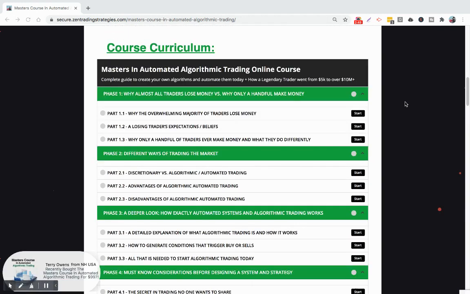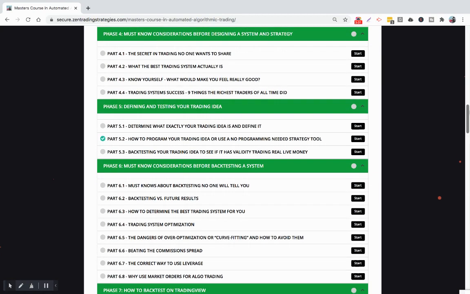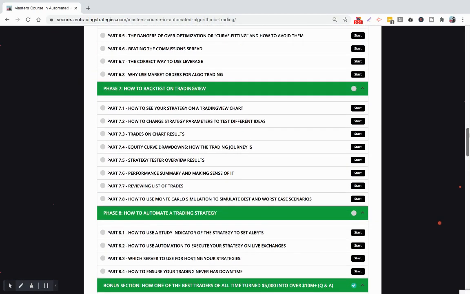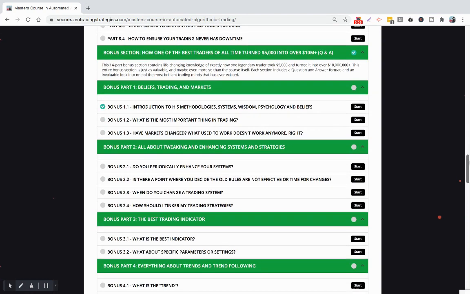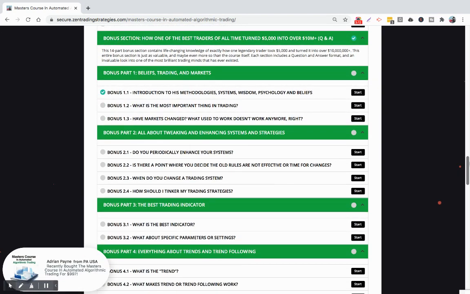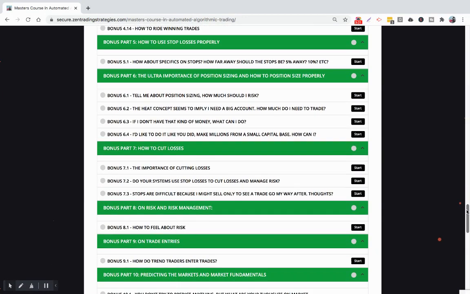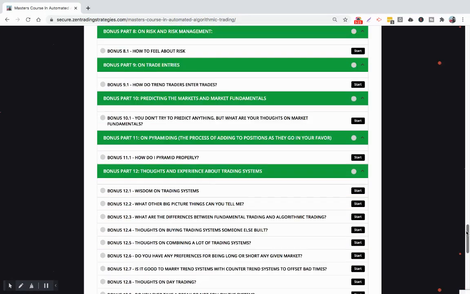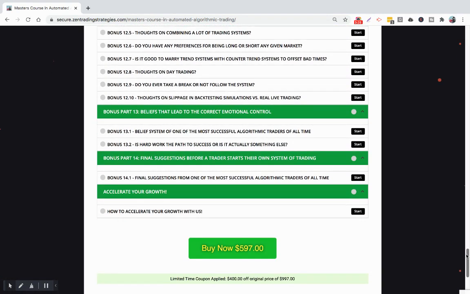Now let's go over the course curriculum real quick. We'll go over into each details, but let me just scroll through so you can see it. So here's the first 3 parts. Here's the next 3 parts. And that will complete the course itself. And then we have a just as long bonus section about how one of the best traders of all time turned 5,000 to over 10 million. So there's the first 3 parts. Part 4 is quite long, but there's part 4. Here's part 5 through part 9, part 10 through part 12, and then part 13 through the end.